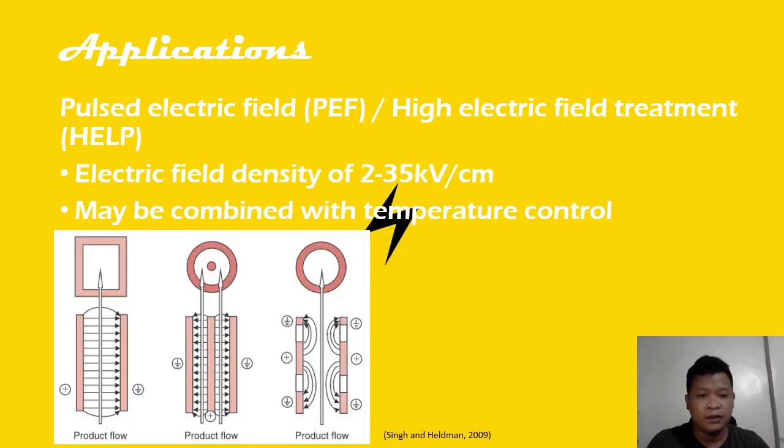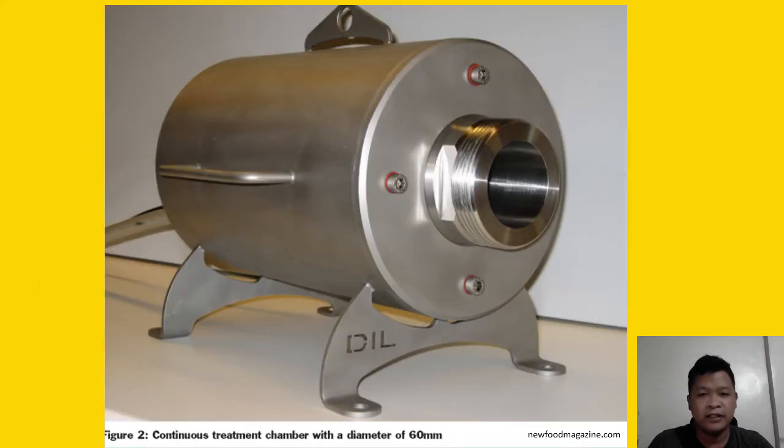Okay. So when we say high voltage, it's from 2 to 35,000 volts per centimeter. And as you can see here, may iba't iba siyang configuration based on product flow and kung ano yung flow ng electric fields mo. Okay? So pwede siyang one way, pwede siyang from the center going out, and pwede rin namang evenly spaced yung mga electric fields. So on the outside, here's an example of how the treatment chamber looks like.